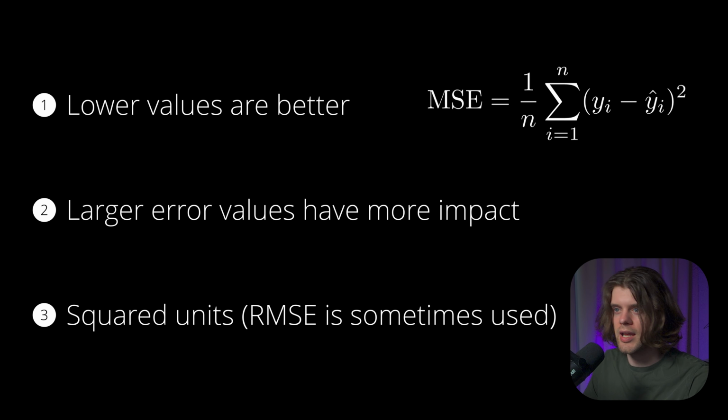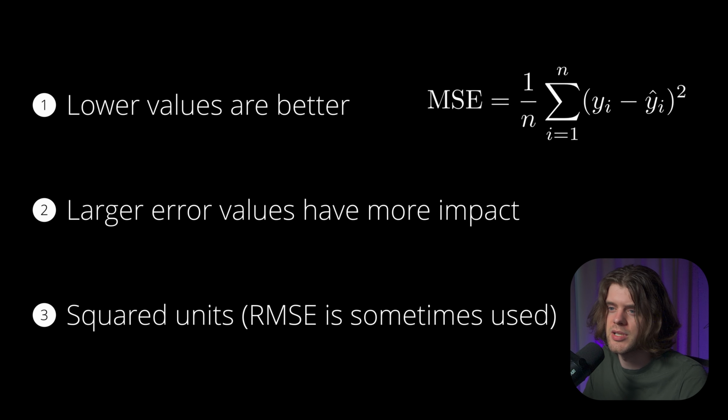The first one is that the lower it is, the better our model is. So the perfect value is of course 0, but it can go up to plus infinity. The next very important thing is that it uses a square, so it makes larger errors have a lot more impact than smaller ones. An error of 2 will have 4 times larger weight than an error of 1. And this is because we square those differences.